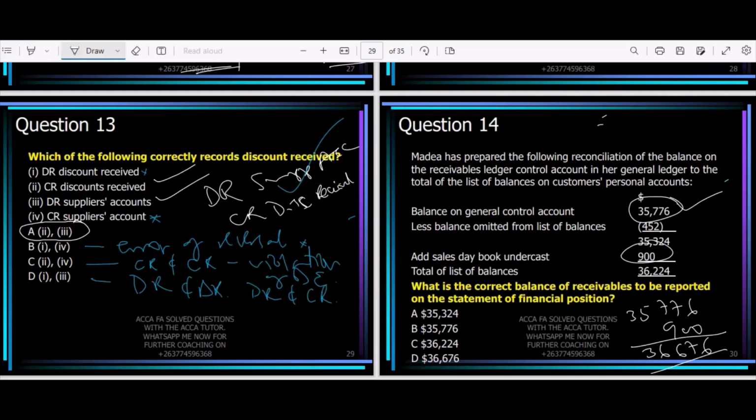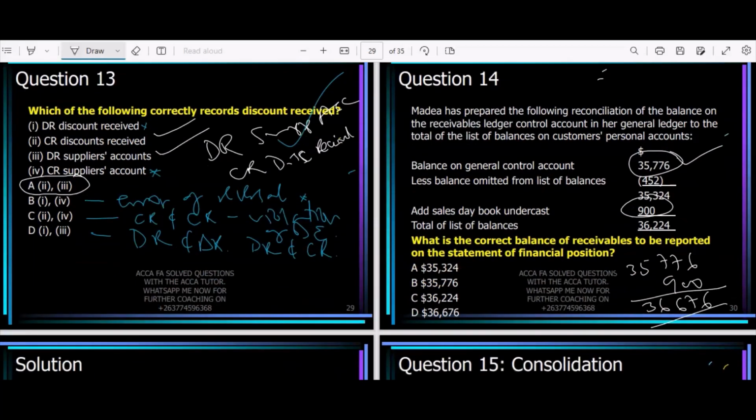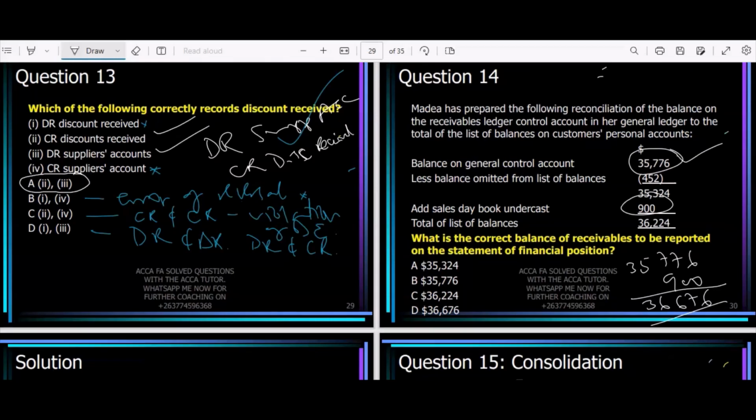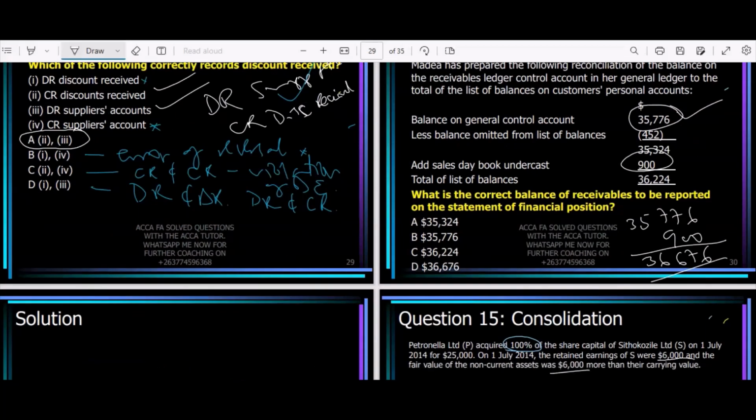Like I said, the amount to be reported on the SFP should be equivalent to the amount shown by the receivables control account balance, as the balance brought down, or the balance at the end of the period. And that is so.